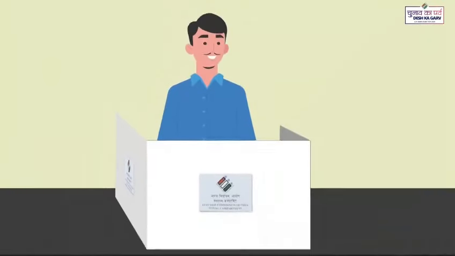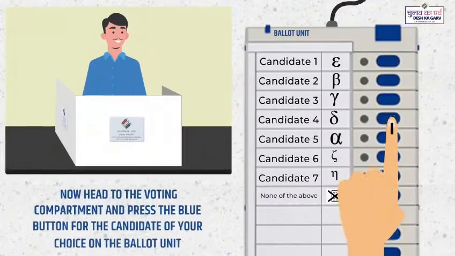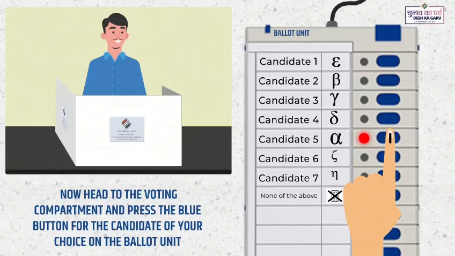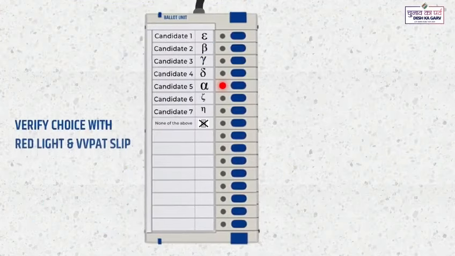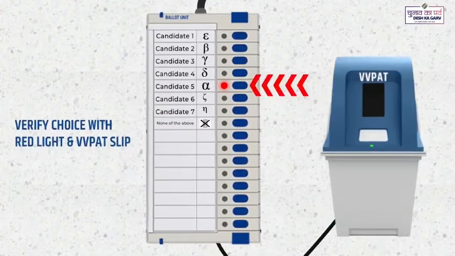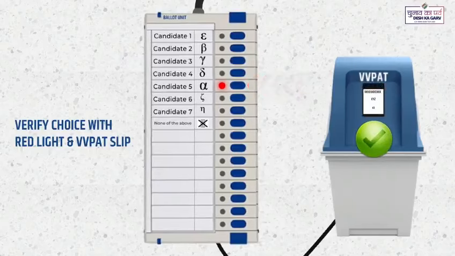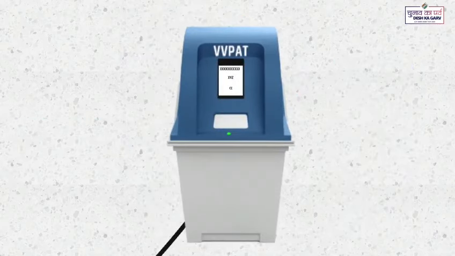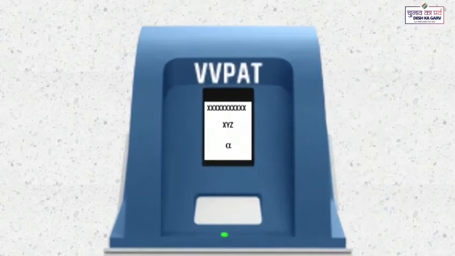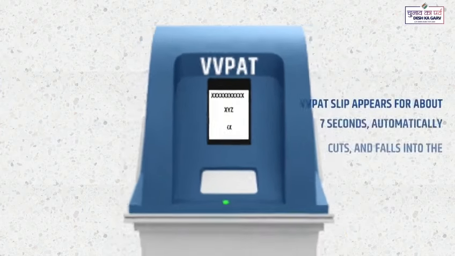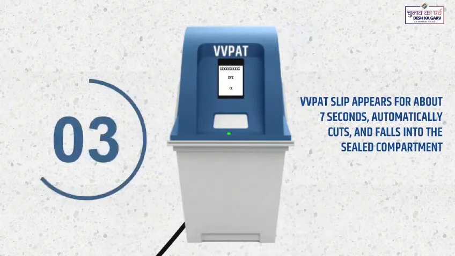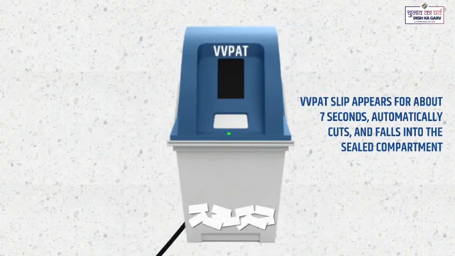Now head to the voting compartment and press the blue button for the candidate of your choice on the ballot unit. Confirm your choice by observing the red light. Verify your vote details on the printed slip from the VVPAT. VVPAT slip contains serial number, name of the candidate and candidate symbol. VVPAT slip appears for about 7 seconds, automatically cuts and falls into the sealed compartment.